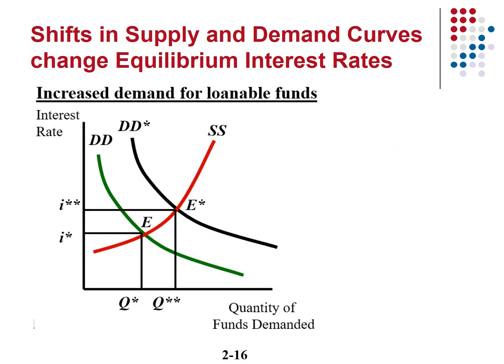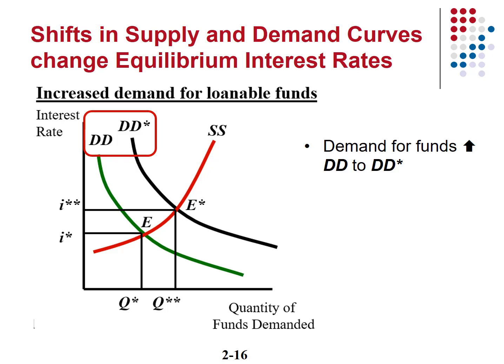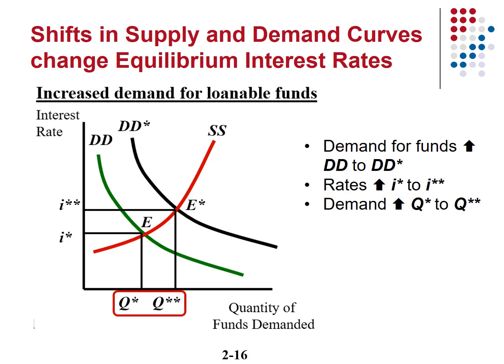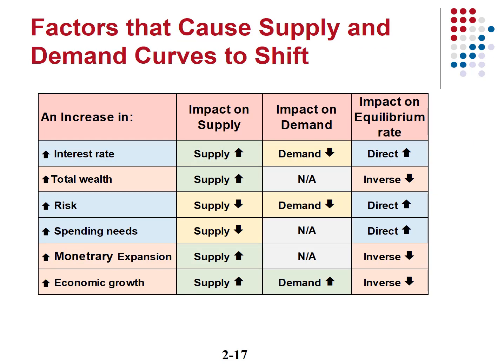Shifts in demand, the other side. If demand goes up, rates will increase, the quantity demanded will go with it, and the equilibrium rate will shift up. Holding the supply of a product constant, if demand increases, prices go up. This table is a version of Table 2.2 in your text and details the impact on the supply of and demand for funds and interest rates from changes in various factors.